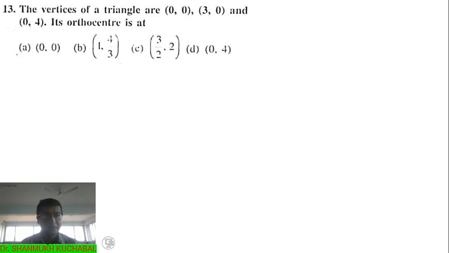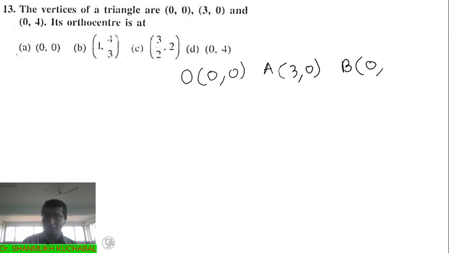Example number 13. The vertices of a triangle are (0, 0), (3, 0) and (0, 4). Its orthocenter is at, okay. So in a triangle, we'll take (0, 0) the origin, we take it as O (0, 0). Then next, the point A, it is (3, 0) and point B (0, 4). Okay, so clearly we observe that O is the origin.